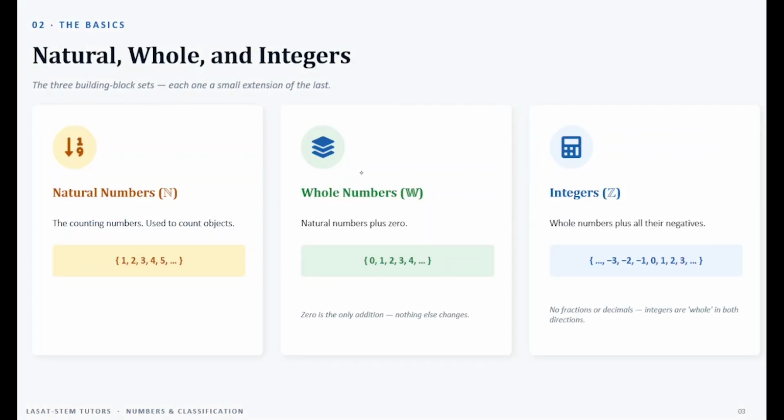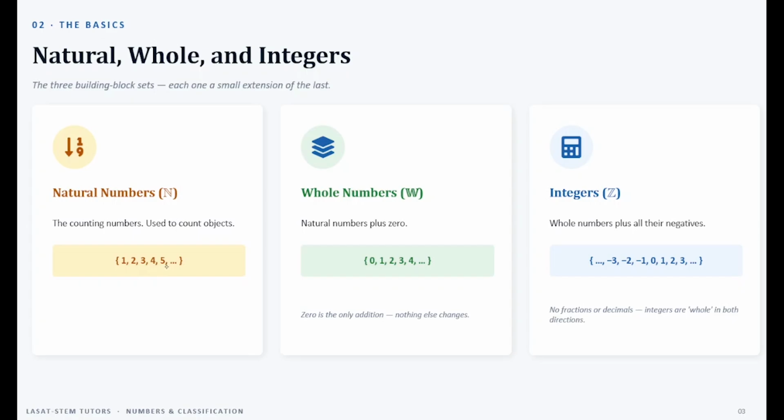Then we have the basic classification of numbers. So natural numbers, whole numbers, and integers. We explained it. Natural numbers are numbers that are used in counting. So you have a set of 1, 2, 3, 4, 5, and so on. As long as you are counting, the numbers that you are using are natural numbers.